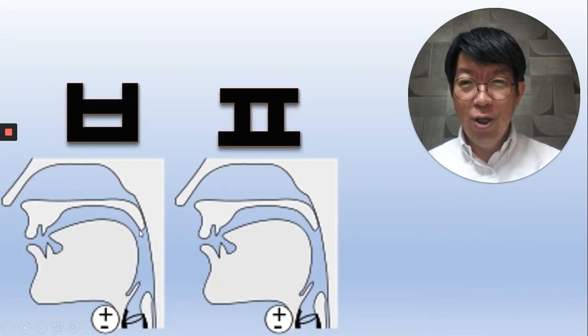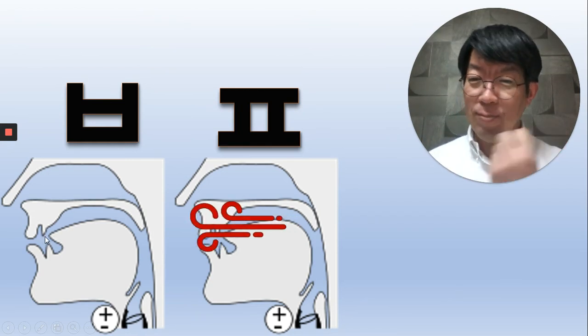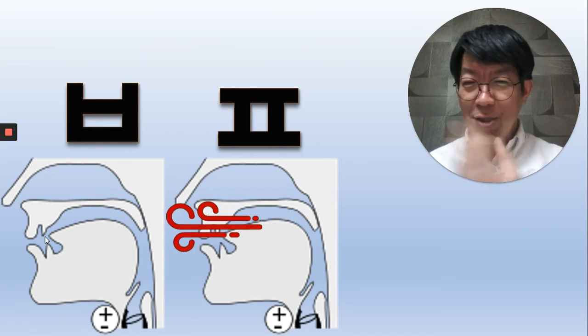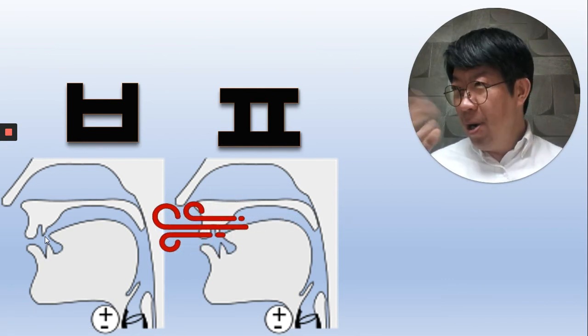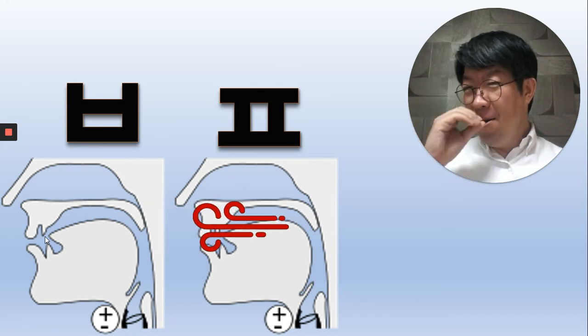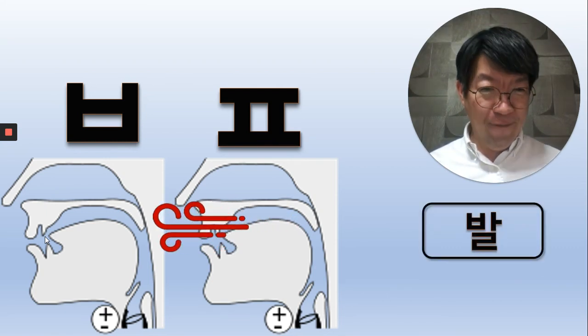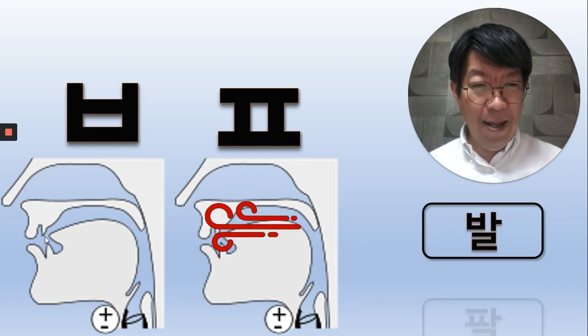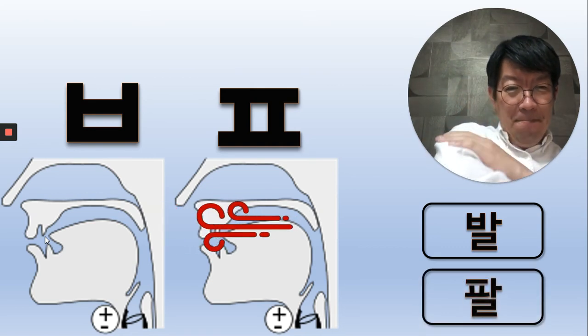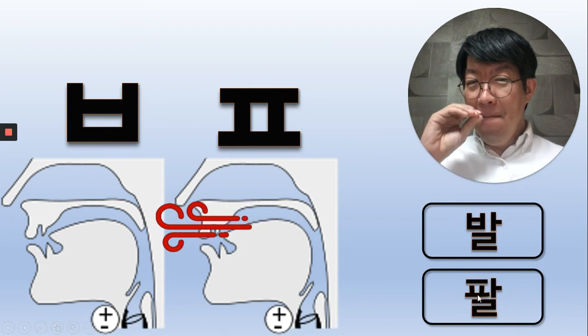Ba, pa. To pronounce this one, we use our mouth. Do you remember? What is the difference? Aspiration or explosion. Ba, pa. 발 means feet, our feet. 팔, 발, 팔.